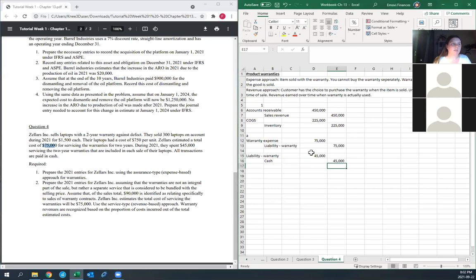So that means that on your financial statements, in your income statement, you have a warranty expense of $75K. And in your balance sheet, well, I'll skip the cash, but you have a liability warranty of $75,000 minus your $45,000. So you have a liability warranty of $30,000. So that's the first method you can account for it.